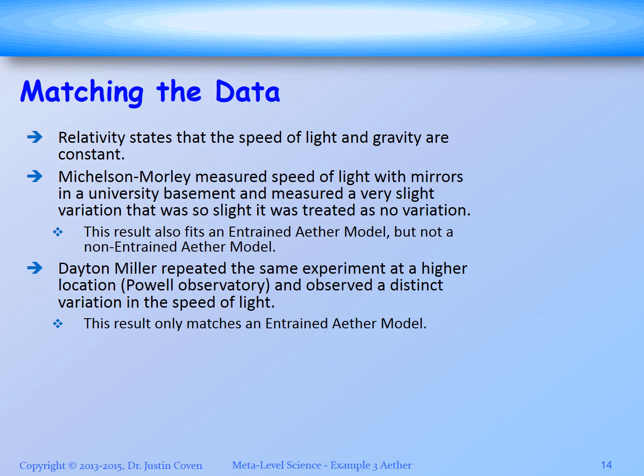Dayton Miller repeated the same experiment at a higher location, Powell Observatory, and observed a distinct variation in the speed of light. This result only matches an entrained Ether model.